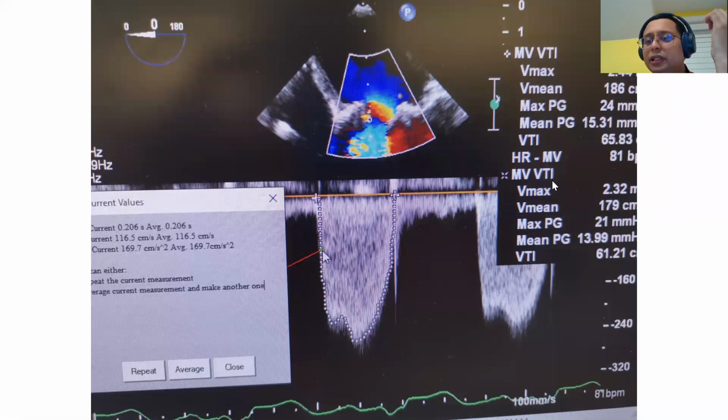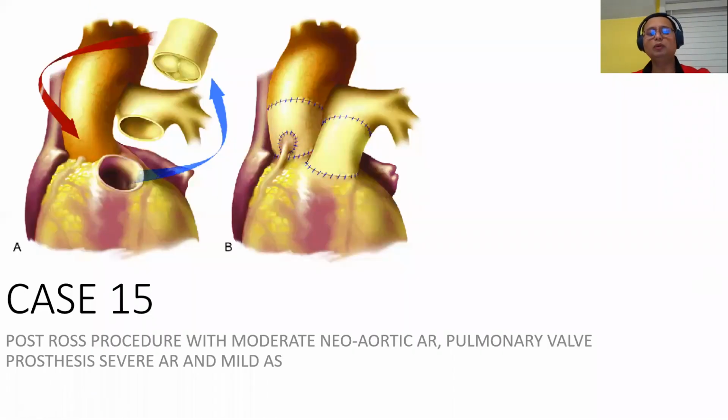When you look at this patient, we can see that the mean gradient across the valve is 15 millimeters of mercury. So this is a true obstruction because of bioprosthetic valve thrombosis, and it just shows you that thrombosis can also cause significant obstruction. Okay, so that is an example of bioprosthetic valve obstruction secondary to thrombosis.